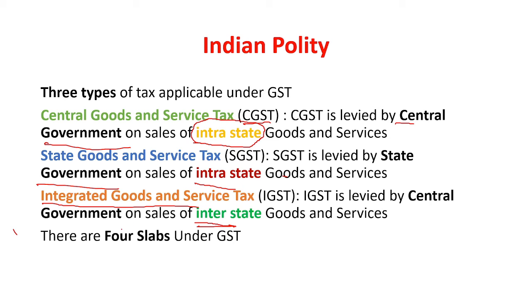We have four slabs under GST. What are those? 5%, 12%, 18% and 28%. These are the four slabs. They may ask you which combination is correct: 5, 12, 18 or 5, 12, 18 and 28. So just remember these four slabs: 5%, 12%, 18% and 28%.